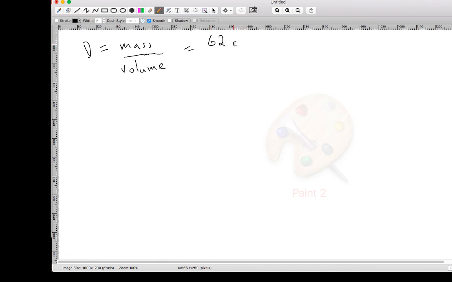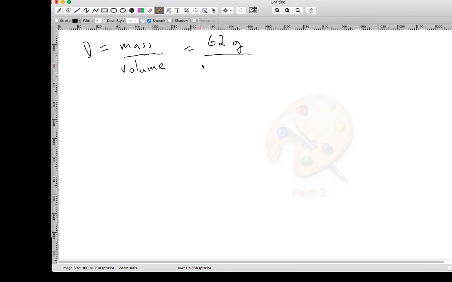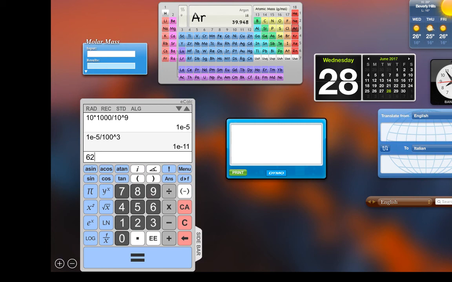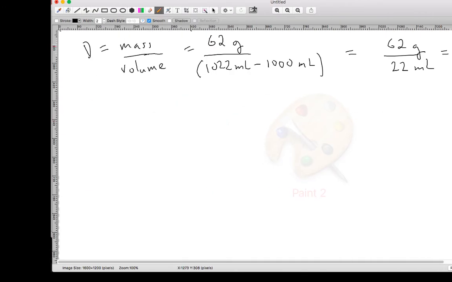It is 62 grams divided by the volume. What volume was that? They give us the liquid level rising. So if you put something in some liquid and the liquid level rises, the volume of the thing that you put in is the same as the volume of the liquid level rising. So this liquid level rose from 1,000 to 1,022. You just subtract those. The volume is 1,022 milliliters minus 1,000 milliliters. So we'll do that first. So it's 62 grams over this 1,022 minus 1,000. That's 22. Okay, so 62 over 22. That's 2.8. So the answer here is 2.8, and the units are grams per milliliter, okay?